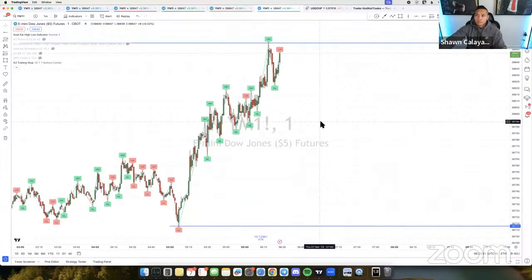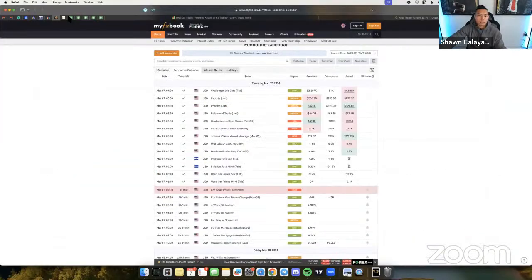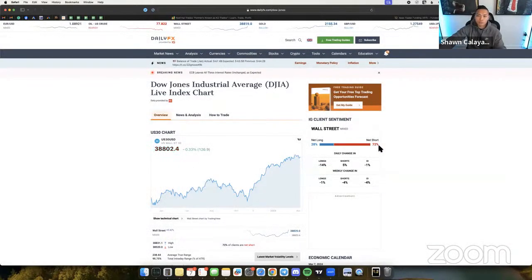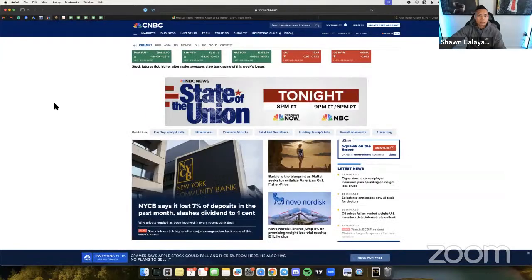All right, guys, so market is about to open in about 2 minutes. First level of liquidity is going to be up here at 38,855. Lower level down here is going to be at 38,713. Looking at retail sentiment, it is currently 72% short. This indicates that 72% of retail traders are currently selling right now. So you typically want to do the opposite and buy, but we'll see what happens here on market open.